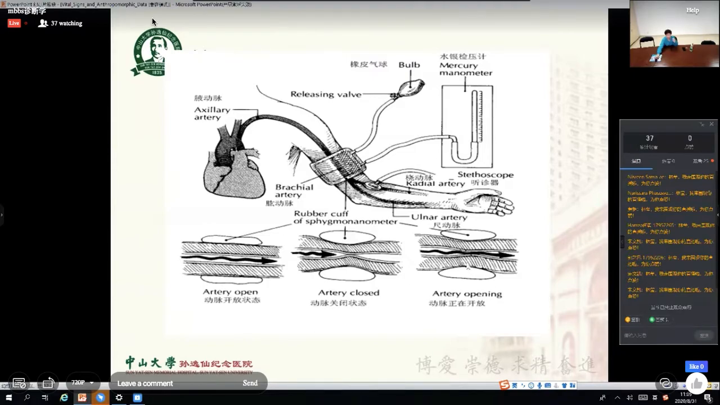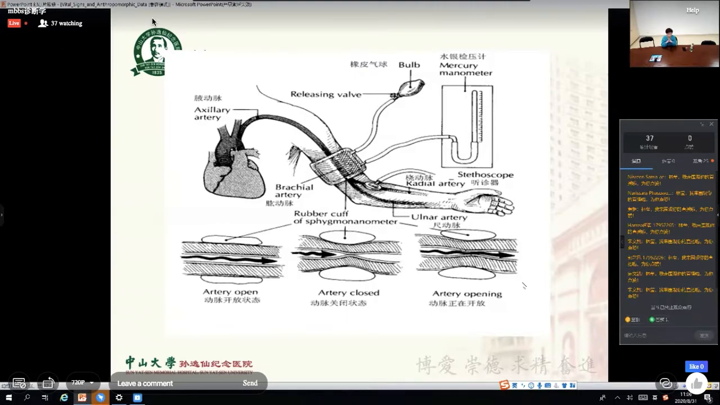And then pop, pop, pop, like the muffling occurred. This is the second reading. And after that, the whole sound disappeared completely. That's the diastolic blood pressure. So these are the 3 readings, and also the mechanism of the sphygmomanometer, how we use this equipment to measure the patient's blood pressure. And this is important.